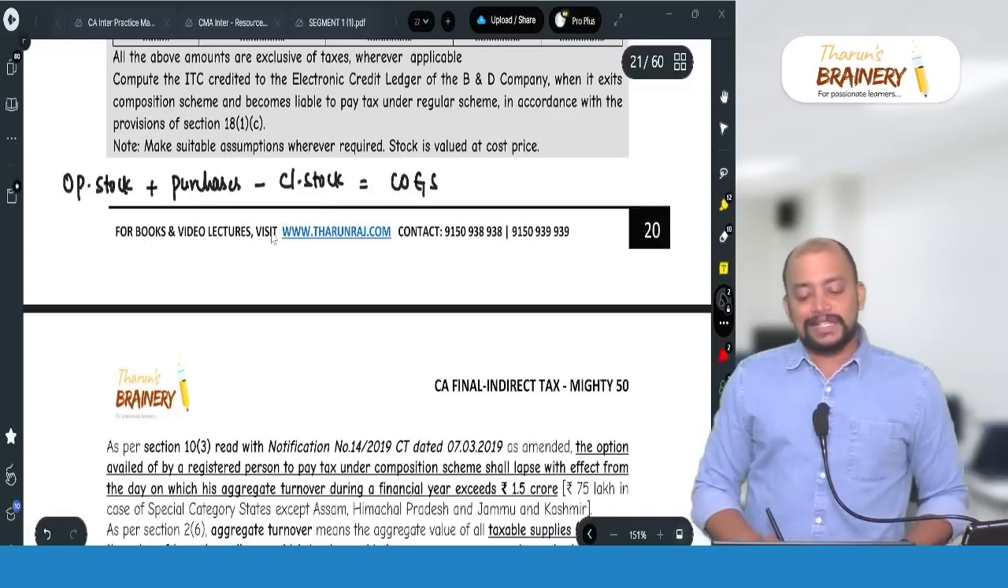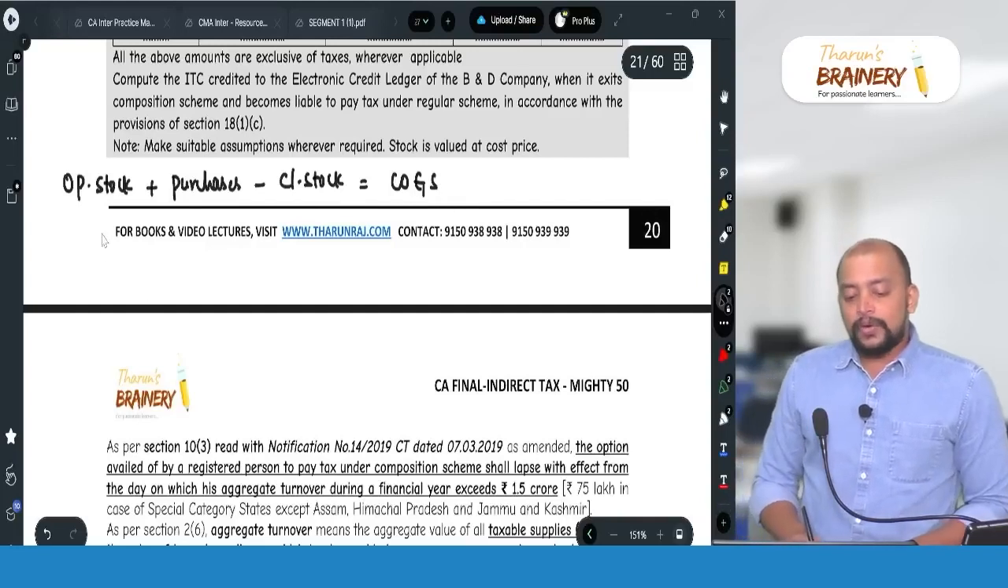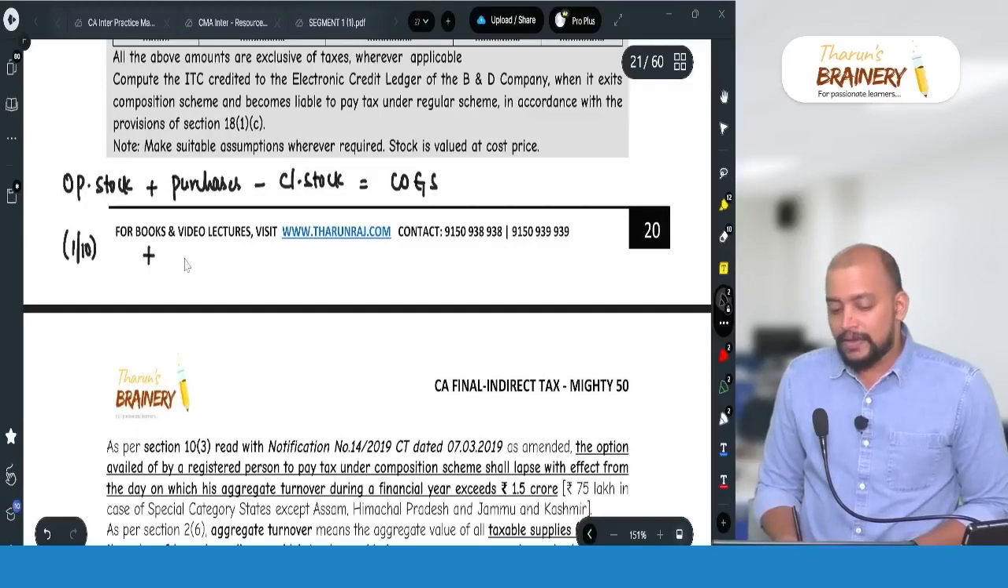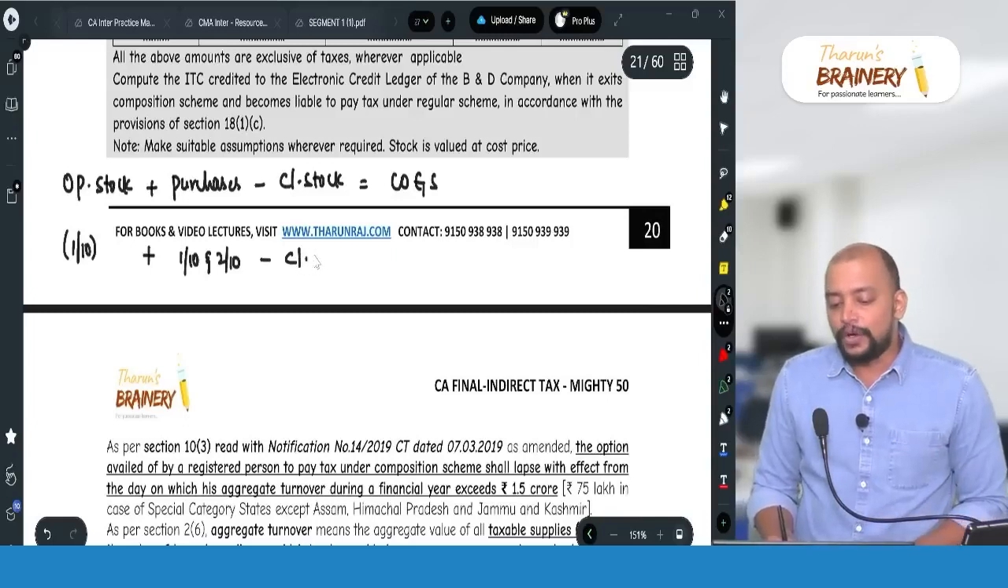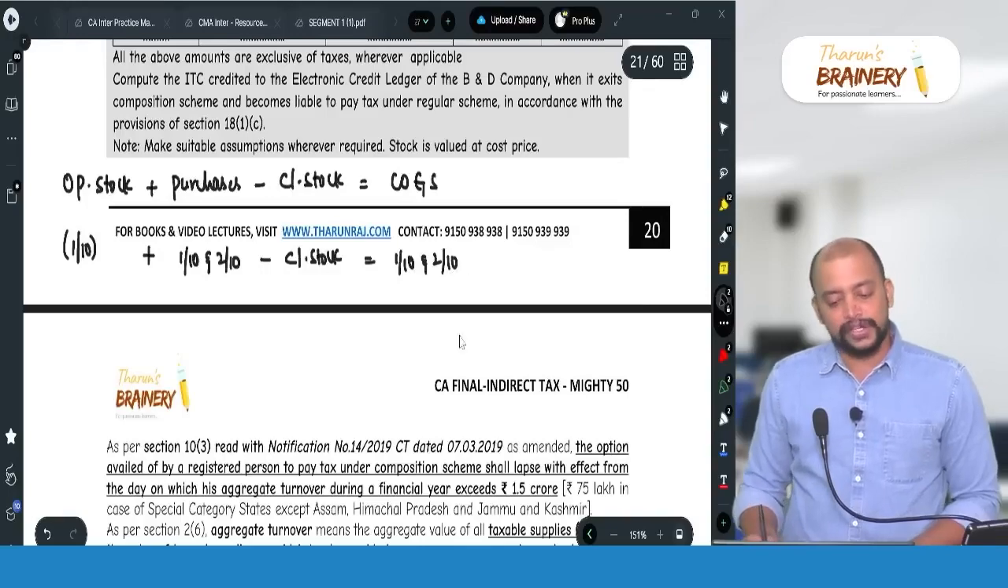Opening stock plus purchases minus closing stock is cost of goods sold. Now, opening stock as on 1/10, and purchases for 2 days, 1/10 and 2/10. Minus closing stock, that only we need to find. That we don't know. And then we need to take cost of goods sold for the 2 days, 1/10 and 2/10. What is the cost of goods sold?